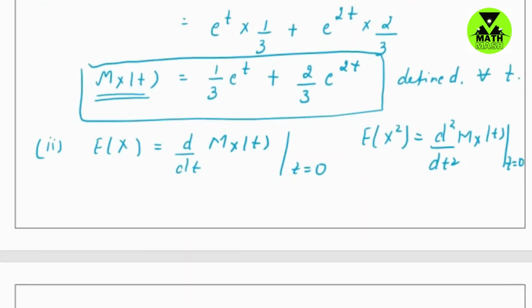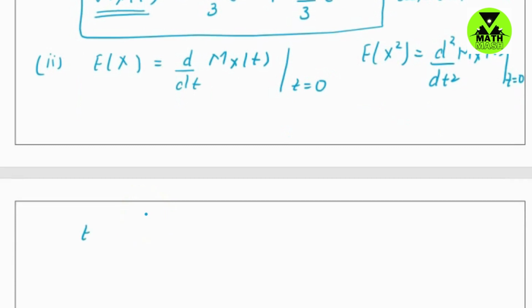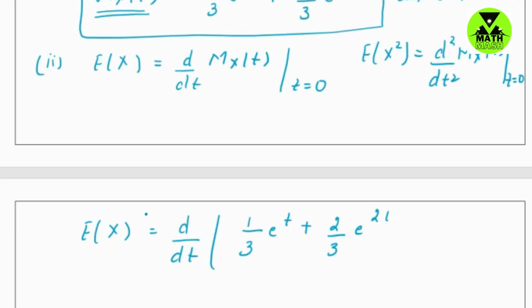So here the moment generating function is 1/3 e^t plus 2/3 e^(2t). For the expected value of x, simply differentiate the moment generating function one time and then plug in t equals 0. So expected value of x equals the differentiation of the moment generating function one time, which is 1/3 e^t plus 2/3 e^(2t), and once you differentiate with respect to t, then plug in t equals 0.